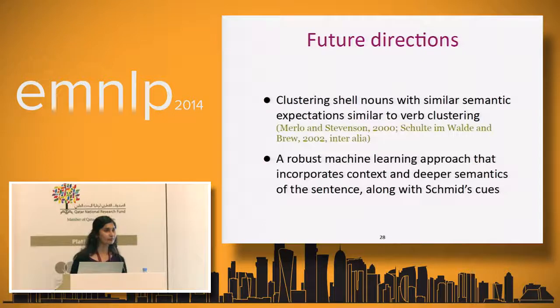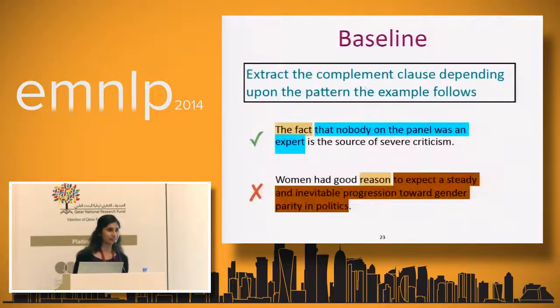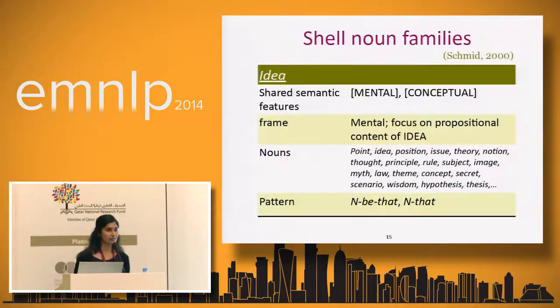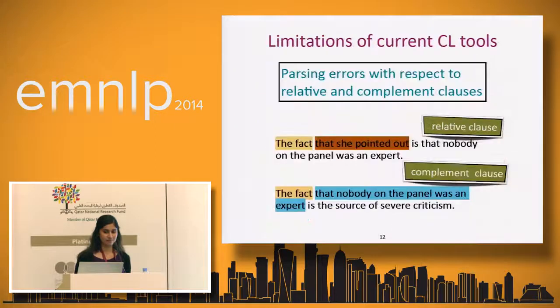You mentioned that parsers get these constructions wrong, and you showed an example then with the wrong parse with the complement clause. What are your plans for dealing with that part in particular?